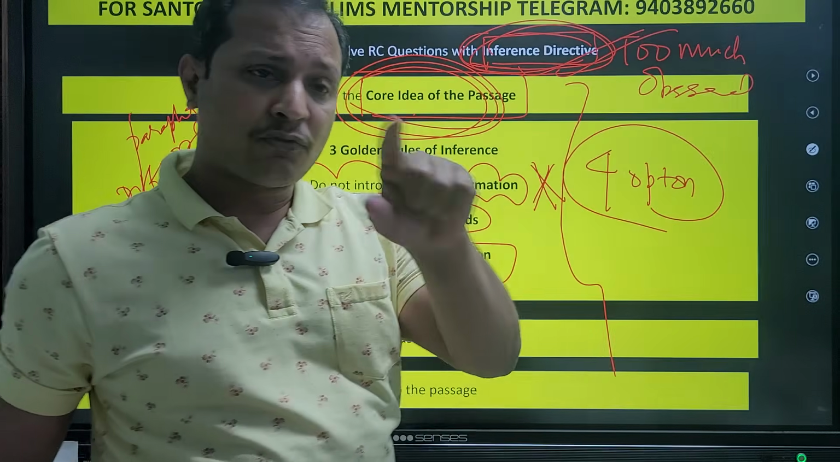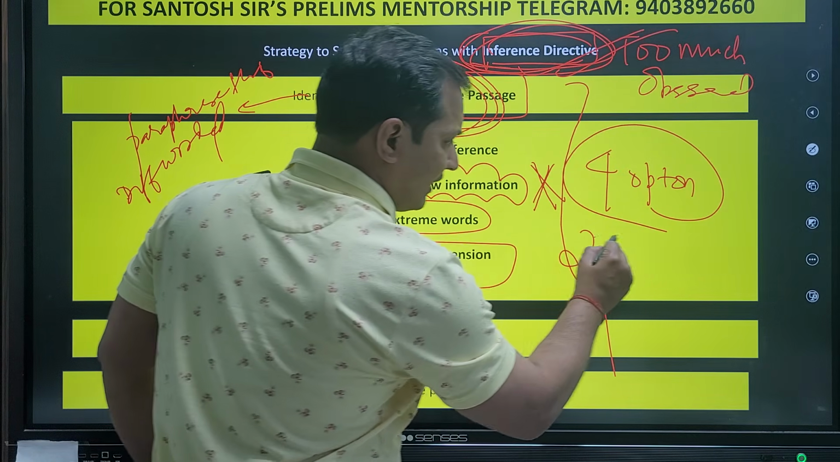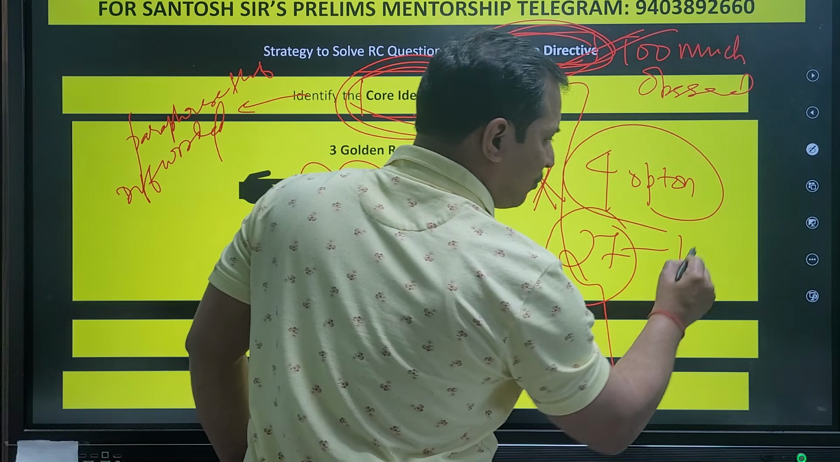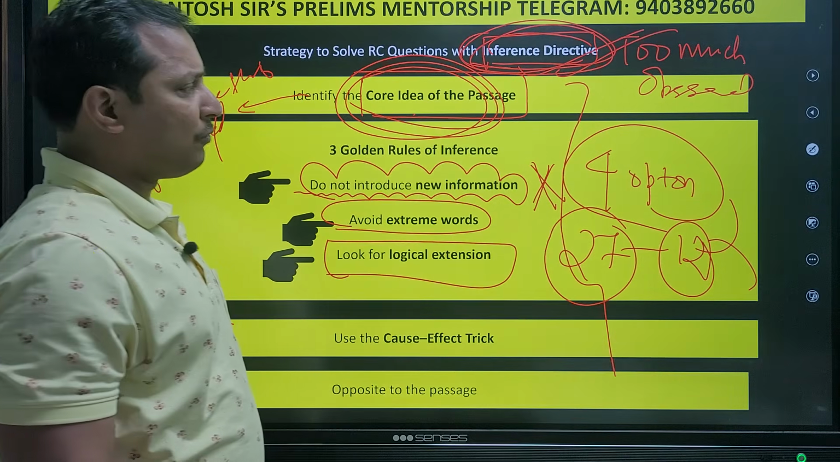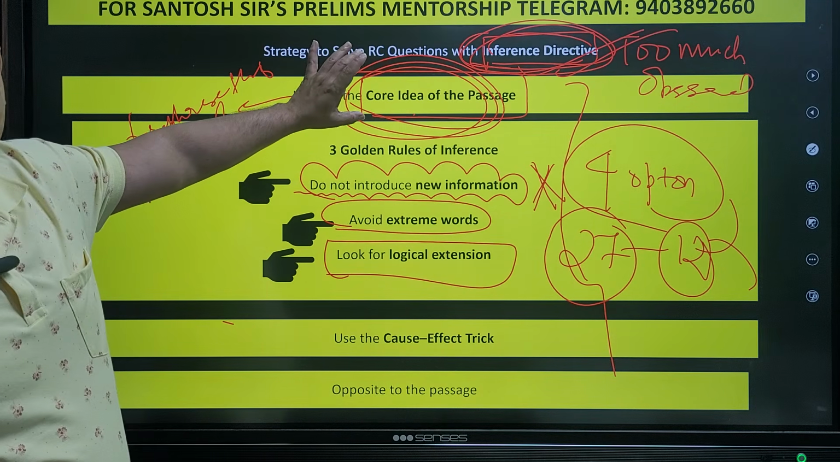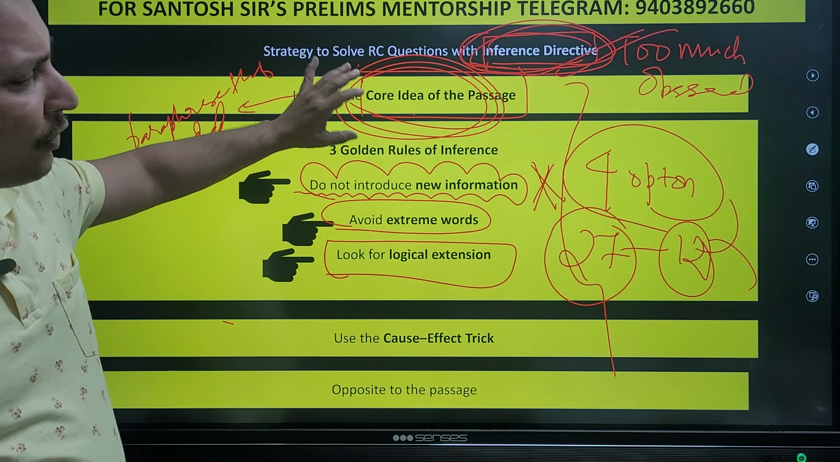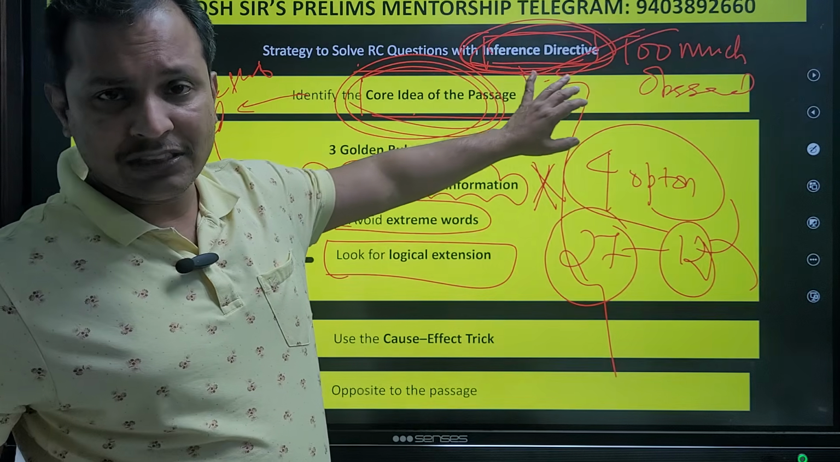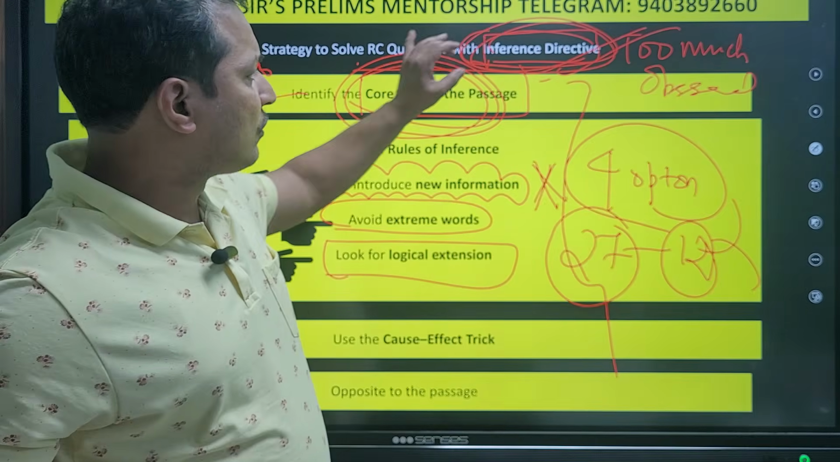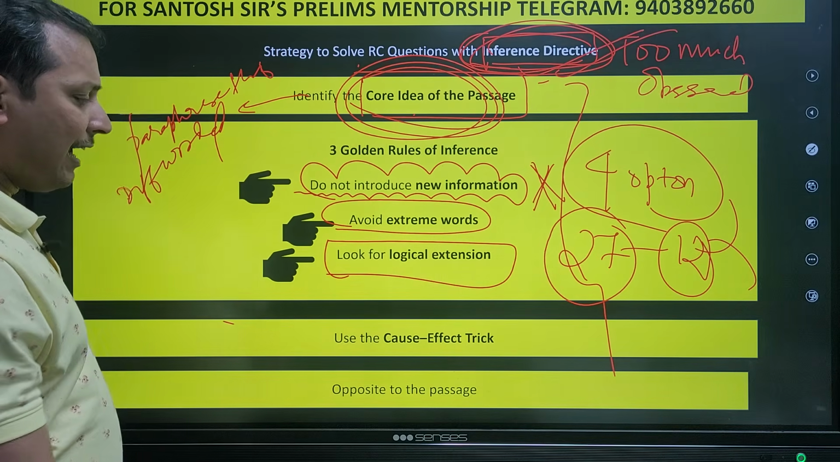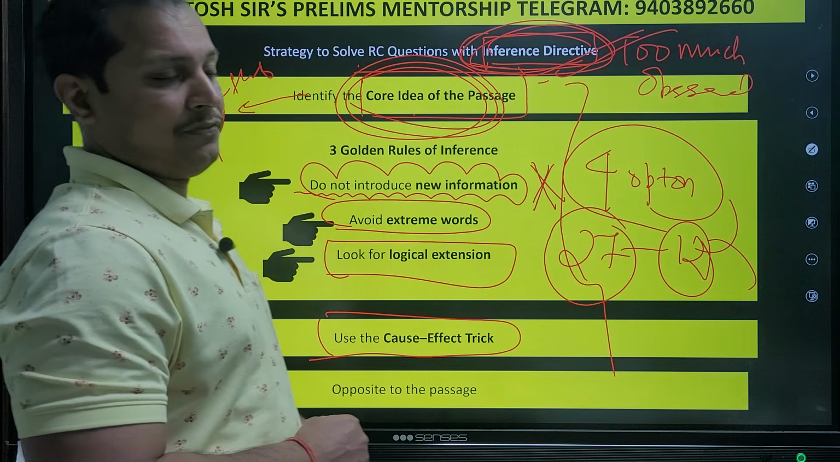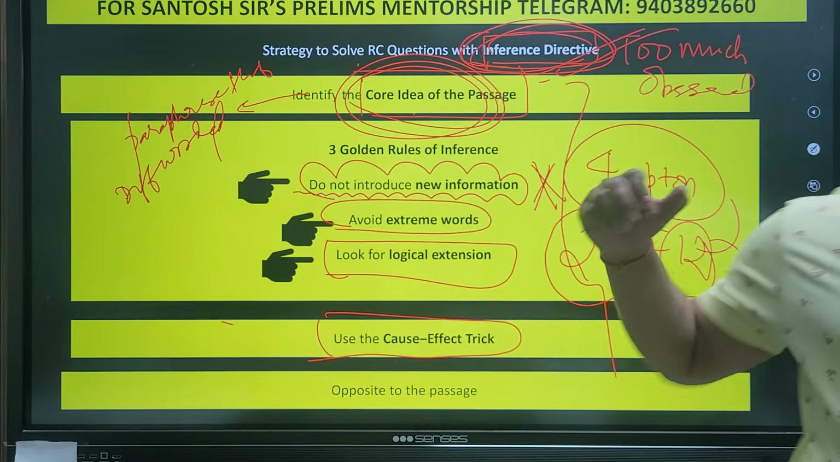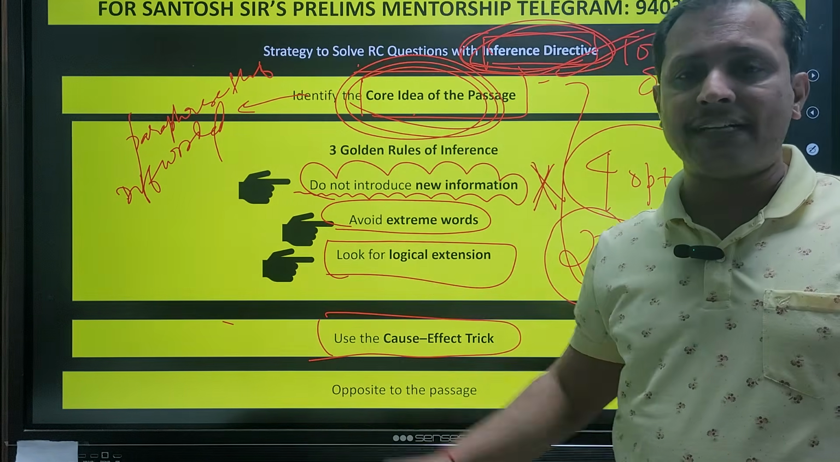If you see, out of 27 passages in the UPSC, at least 12 passages are on core idea and inference directive. So once you start finding the core idea, it is very easy to answer the main idea question, the crux idea question, and also the inference question. Okay guys, last is to use the cause and effect trick. Cause and effect means something has a cause, then the effect will automatically follow.